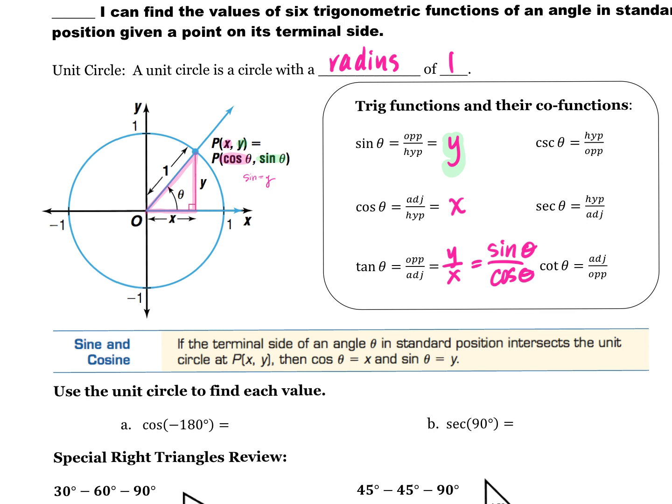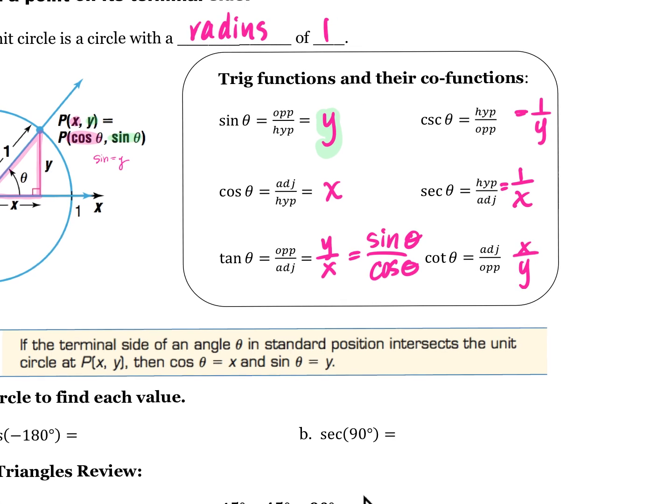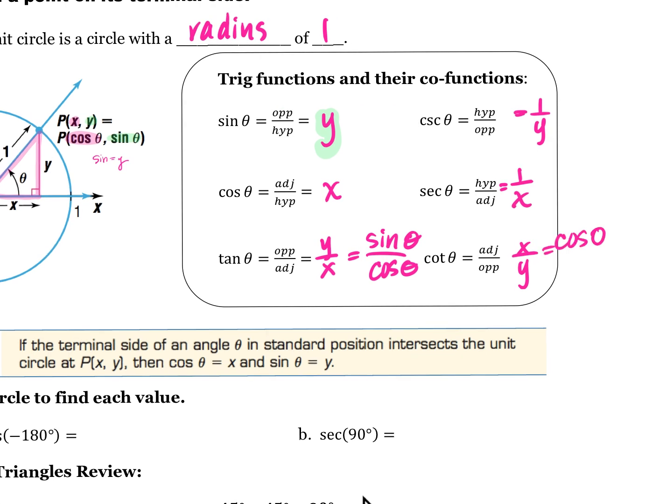Here's the deal, people. Do you remember cosecant goes with sine? So if cosecant is the reciprocal of sine, what's cosecant going to be? 1 over y. Perfect. It's just the reciprocal of the y. What about secant? 1 over x. Yeah, it's the reciprocal of cosine. And cotangent? Cosine over sine, or x over y. Agreed.